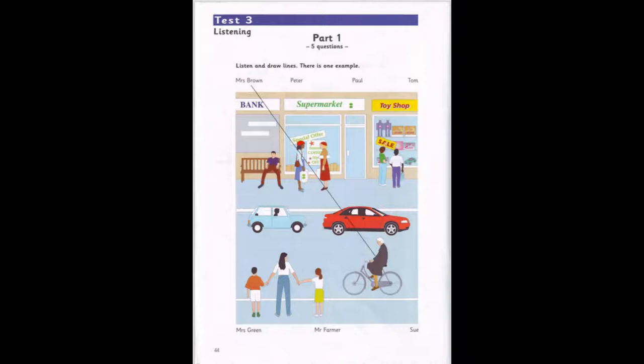3. I need to find Mr. Farmer. Can you see him? Yes, I can. Where is he? He's there in his car. Which car? The small blue one.